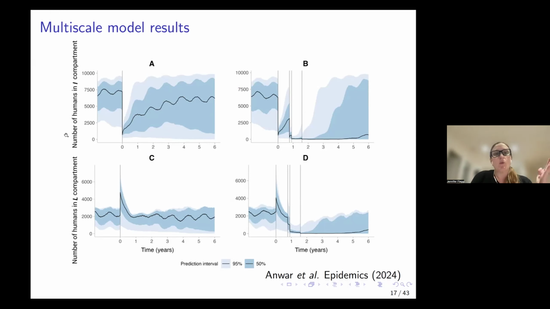You can see one round of mass drug administration on the left-hand side, and over on the right-hand side, there are 4 rounds of mass drug administration where we've optimized the timing to maximize the chances of disease elimination.